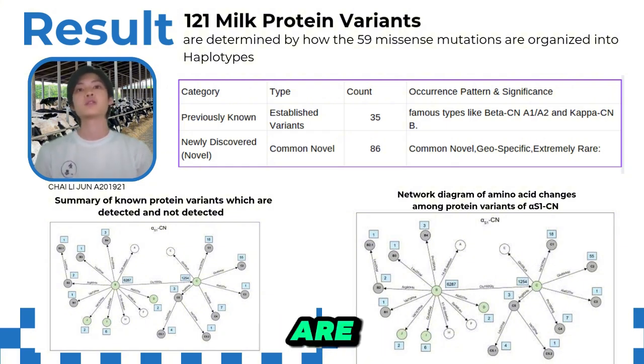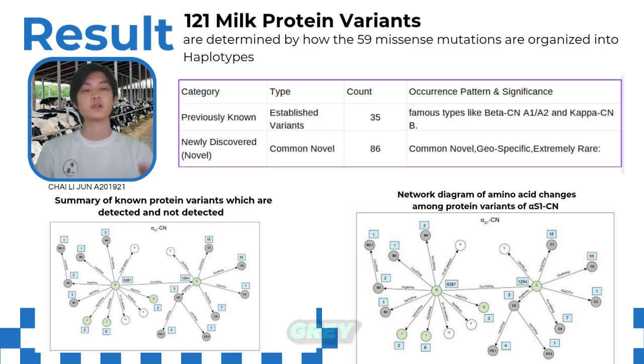The known variants which are detected in the study are shown in green color. Known variants not detected in this study are shown in white color, and novel variants described for the first time in this study are shown in gray color.